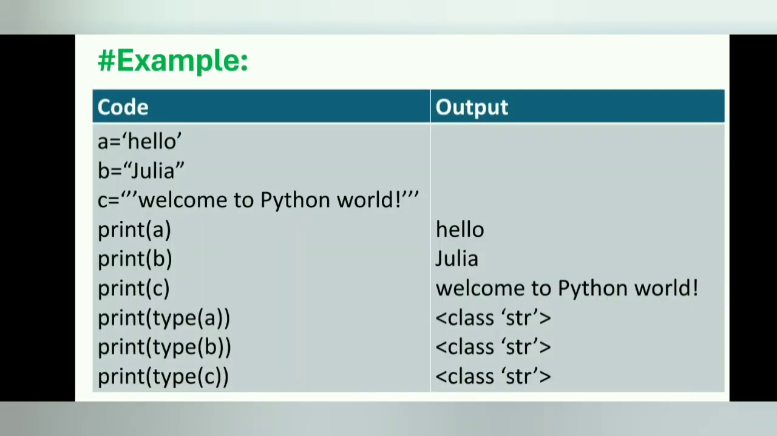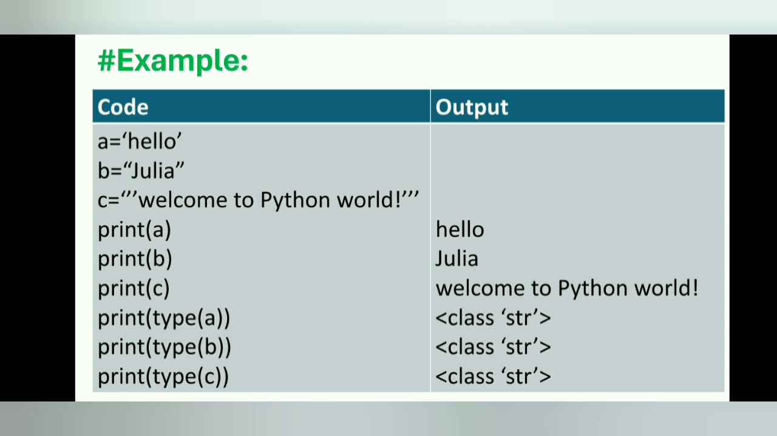In this example, a string hello is assigned to the variable a using single quotes. In the next statement, a string Julia is assigned to the variable b using double quotes. Similarly, in the following statement, the string value welcome to Python world is assigned to the variable c using triple quotes. The following print statement, print a, will display the string hello. The next print statement, print b, will display the string Julia. The statement print c will display the string welcome to Python world.